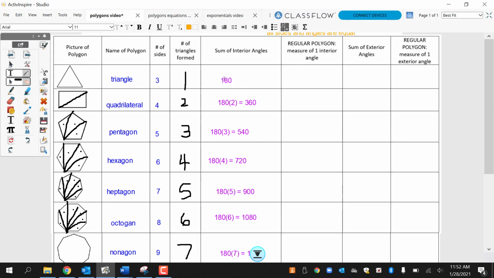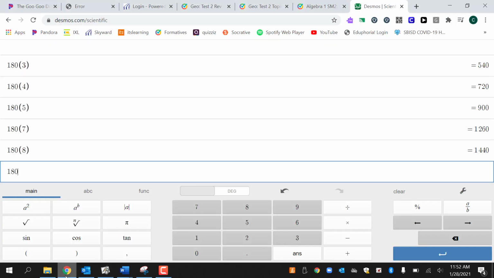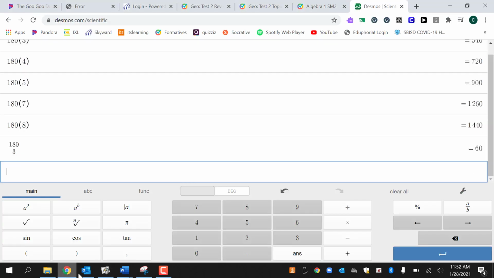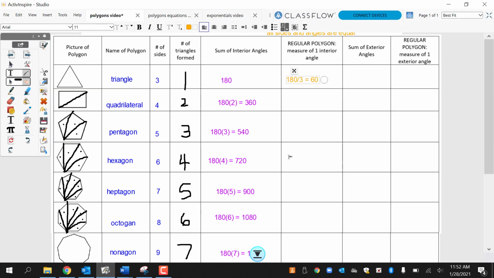That's what regular means. So if I know that all the angles in a triangle add up to 180, and I know they're all supposed to be equal, then how do I figure out what one of them is? You're just going to divide. 180 divided by how many angles are in a triangle? There's 1, 2, 3 angles. 180 divided by 3 is 60. So if it is a regular triangle, one of the angles is 60. We are dividing by how many angles there are, not how many triangles there are.